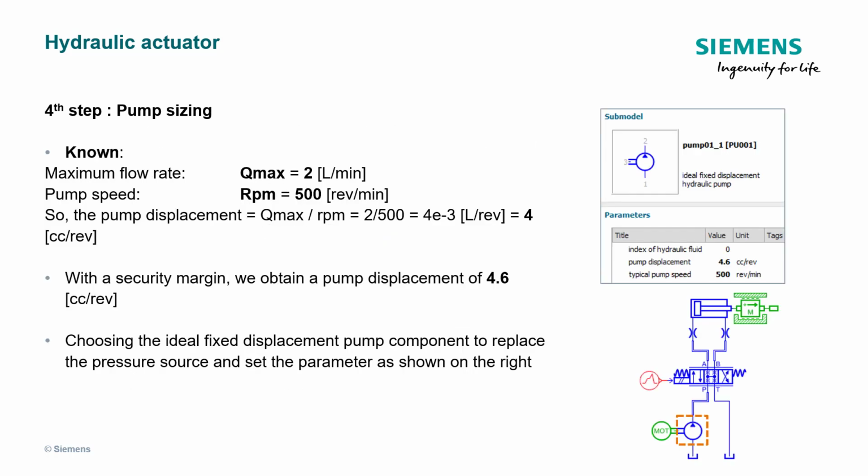The theoretical pump displacement can be calculated with the maximum flow rate and the pump speed of 500 rpm. It's 4 ml per revolution. Then with a security margin of 15%, the displacement is to be increased to 4.6 milliliters per revolution. We will select an ideal fixed displacement pump and set the parameter as shown on the snapshot.